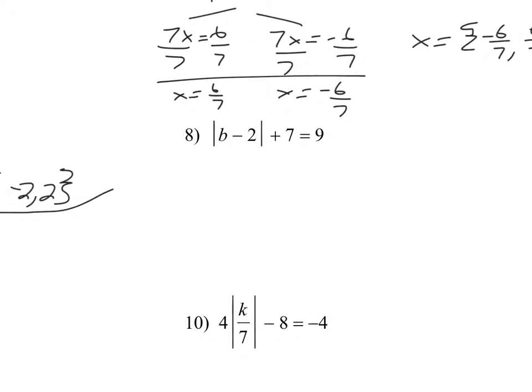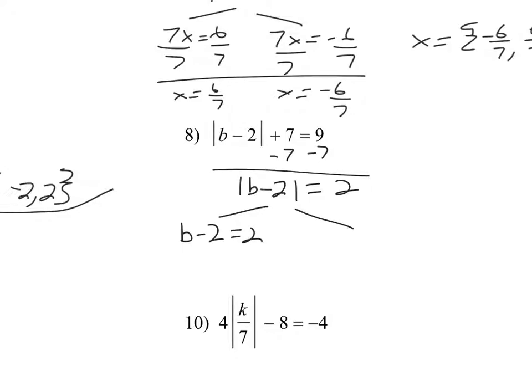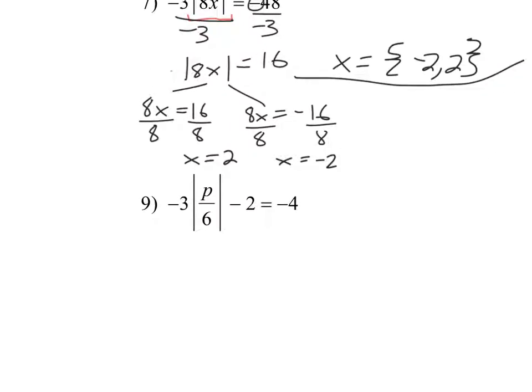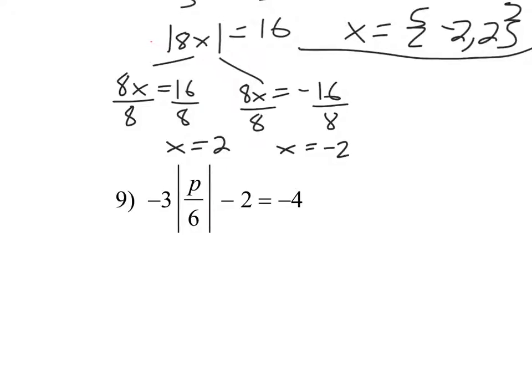Alright? Next we have this. We'd have to get rid of the 7 first before we could split it. That would leave you with b minus 2 equals 2. Split it. You get b minus 2 equals 2, and b minus 2 equals negative 2. If you add 2 on both sides of both equations, you'd get your two solutions, b equals 4 and b equals 0. That would be your solution set, 0, 4.